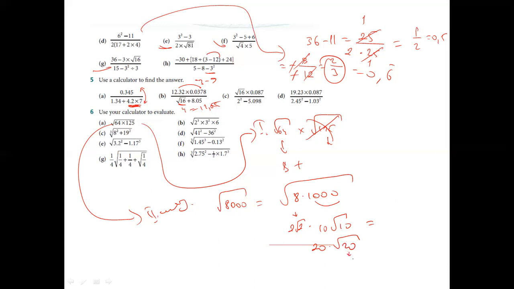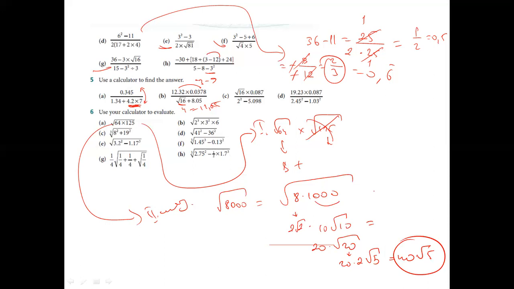We can open this one also. 20 times in square root is 2 times in square root 5, because 2 squared is 4, 4 times 5 is 20. So the answer is 40 times in square root 5. Okay.